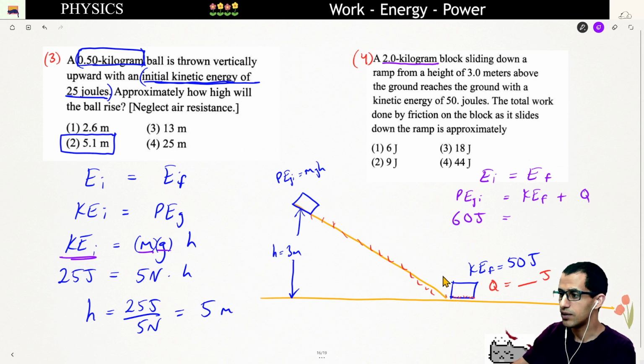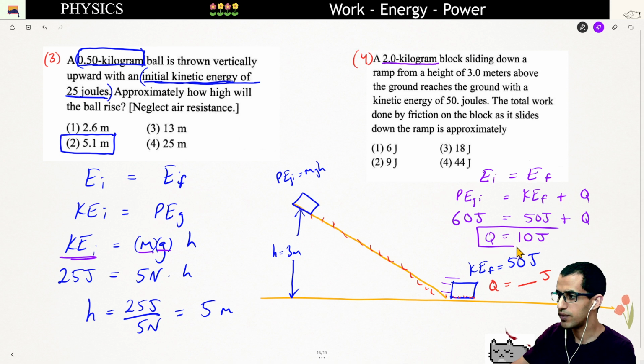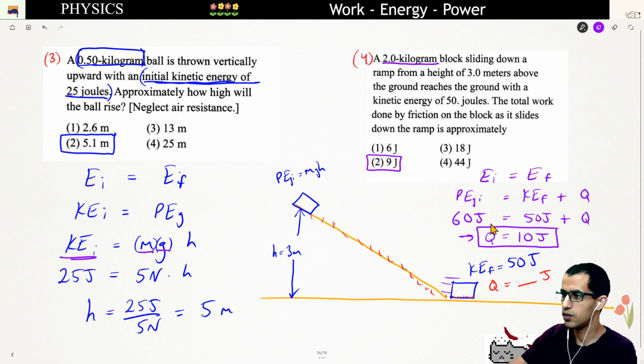But when we get down to the bottom of the ramp, we only have 50 joules of kinetic energy. That means there is some heat generated, and that heat is equal to 10 joules. And that is the work done by friction. So work done by friction converts kinetic energy into thermal energy. That's what we have here. So the closest answer I see is here. Again, because in the Regents, they use 9.8 for gravity instead of 10. But again, the answer is close enough that I know which is the correct choice.